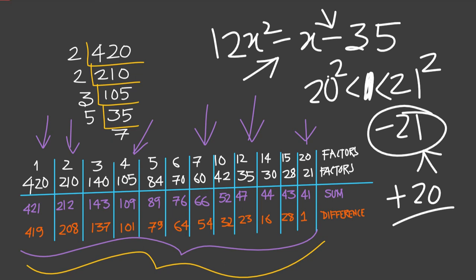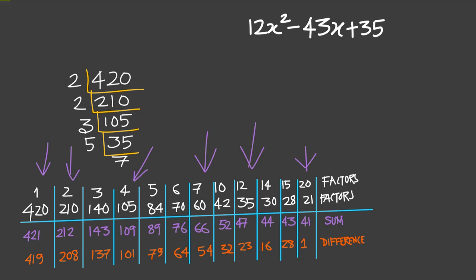Let me write the equation. Let me pause the video. So we have the equation 12x square minus 43x plus 35, and we have to factorize it by splitting the middle term, which is minus 43x.